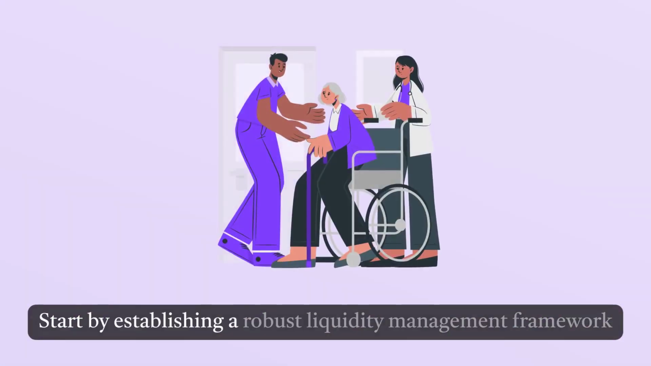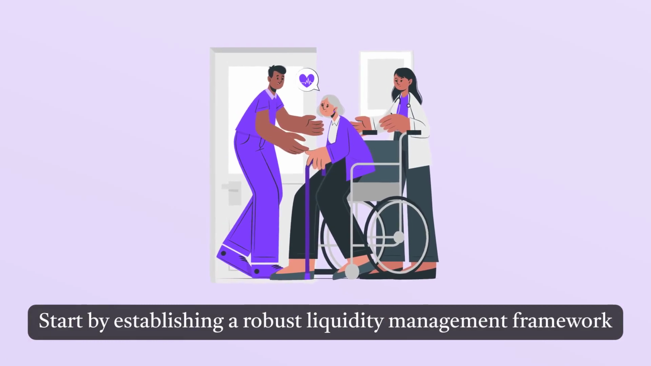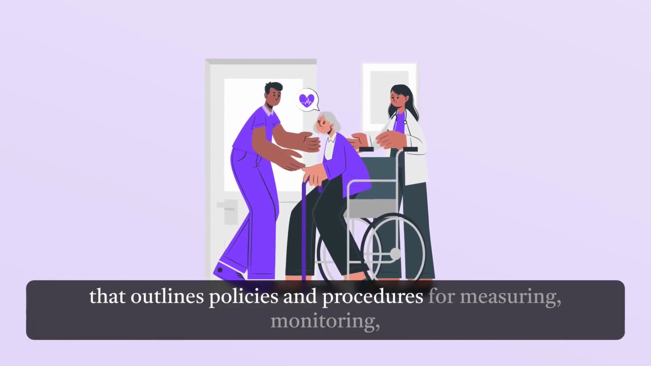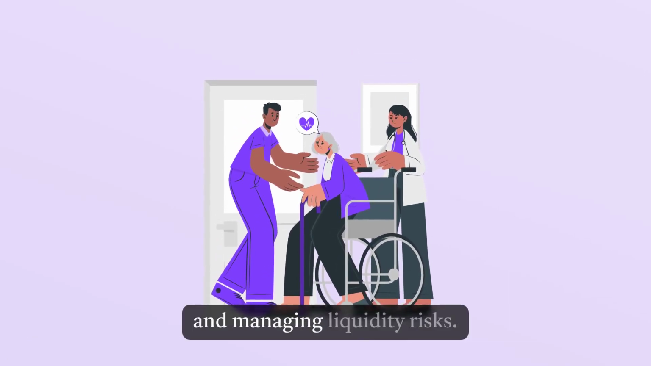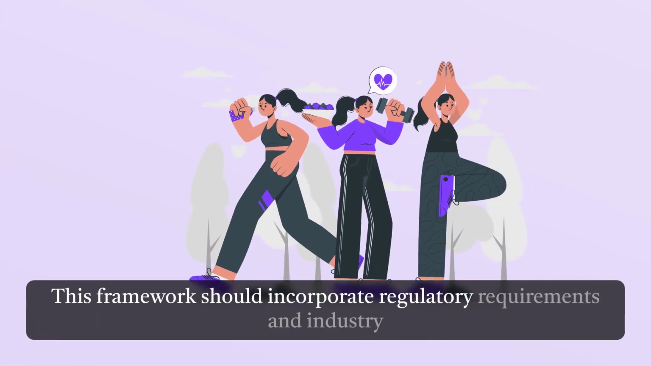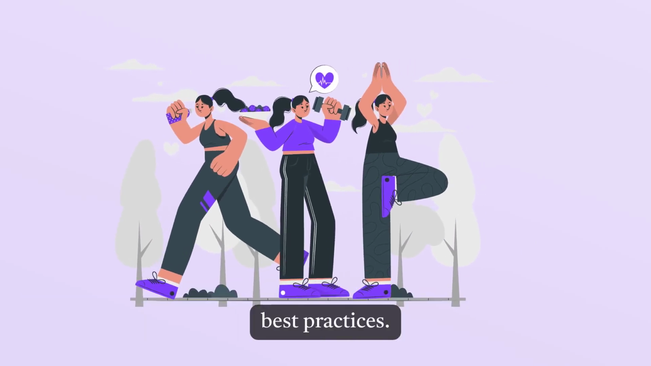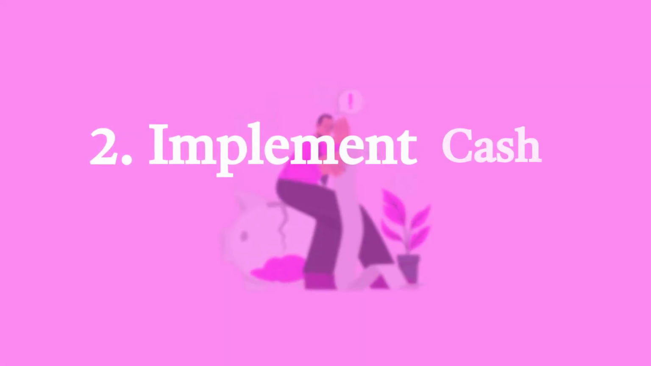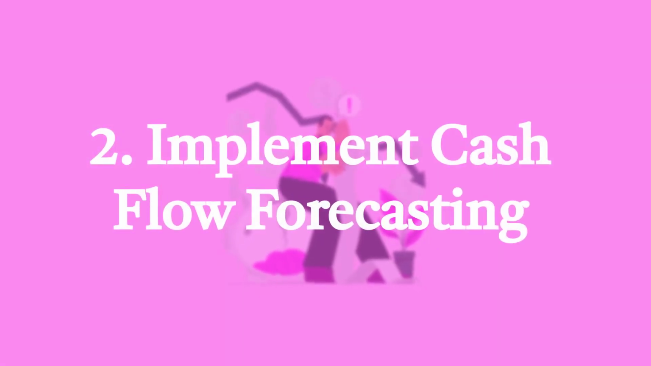Start by establishing a robust liquidity management framework that outlines policies and procedures for measuring, monitoring, and managing liquidity risks. This framework should incorporate regulatory requirements and industry best practices. 2. Implement cash flow forecasting.